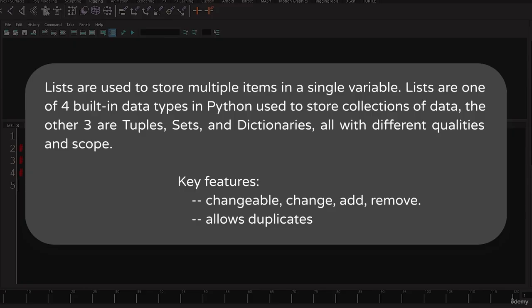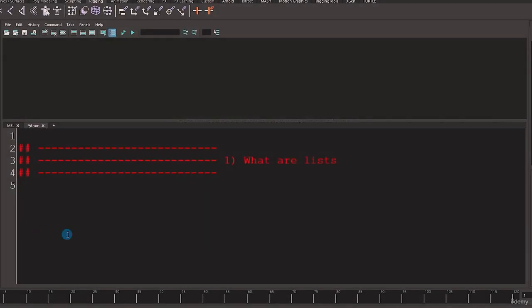All right, so the key features are that these are changeable. You can add and remove items, and they also allow duplicates. Those are quite important features, so if you are writing notes, and I highly recommend you do, you should probably write those down at the very top: the can's and can't's of this type.